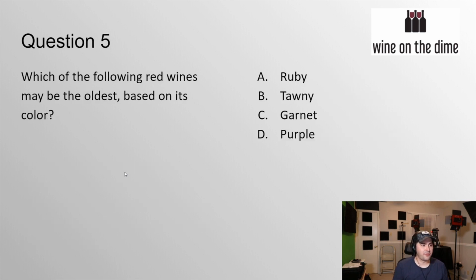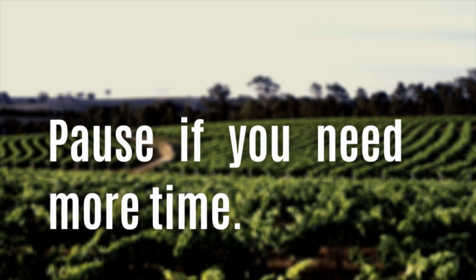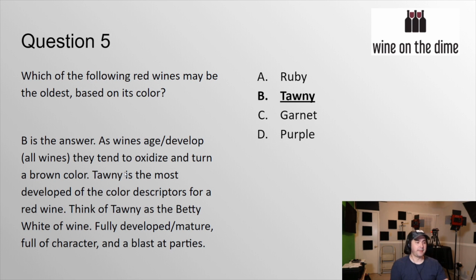Question number 5. Which of the following red wines may be the oldest based on its color? Ruby, tawny, garnet, or purple? Pause if you need more time. The answer is B. As wines develop, and I just mentioned this, they oxidize and turn brown. So tawny is the most developed of the color descriptors in terms of going towards the brown.